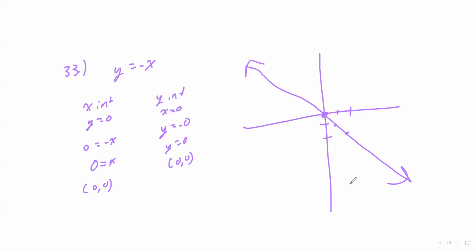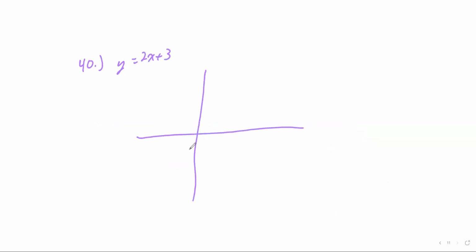All right, so let's look at just graphing in general. So let's look at number 40. This is y equals 2x plus 3. You're asked to graph. So the best way to graph something like this is you start at the y-intercept. Again, y equals mx plus b. This right here is the y-intercept. This is the slope. So I'm going to start at my y-intercept, which is at 3.